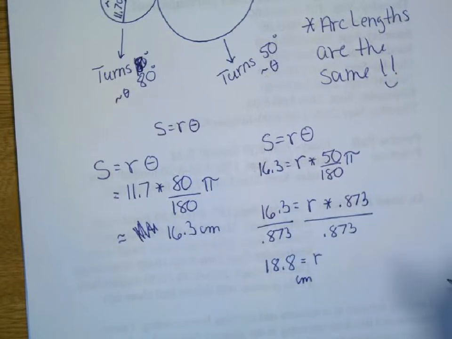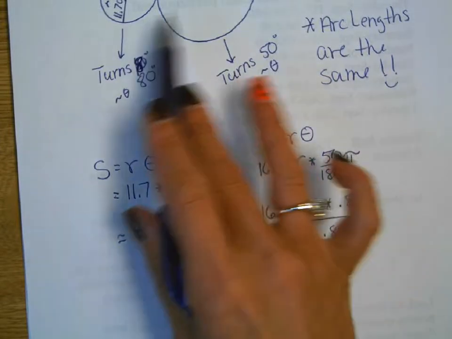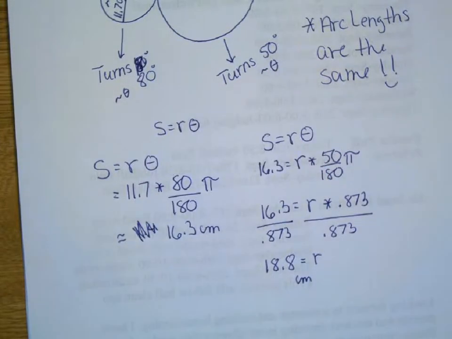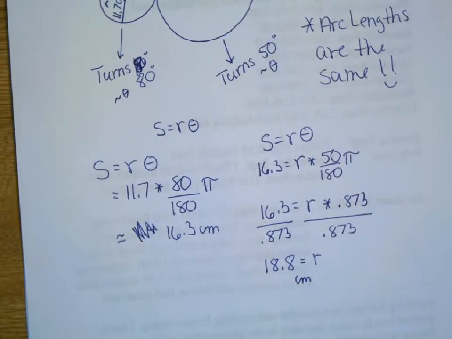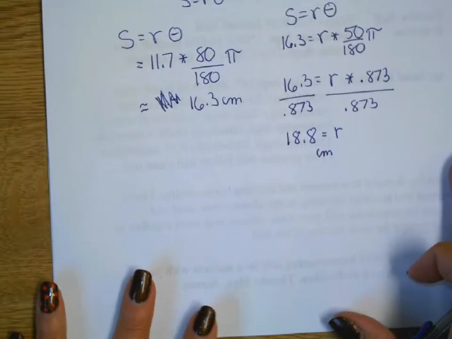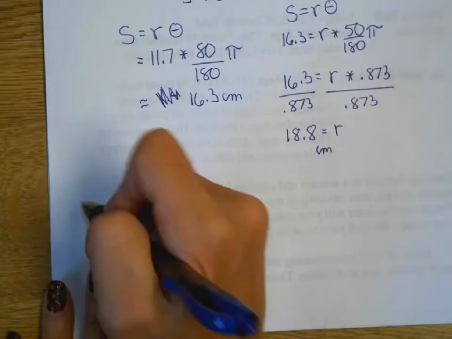Any questions on that one? Okay, so if you've got 2 things working together, arc lengths will be the same. That's the trick. 2 formulas in this section. Not a new formula yet. Okay, new vocabulary coming your way. Subtends an angle.